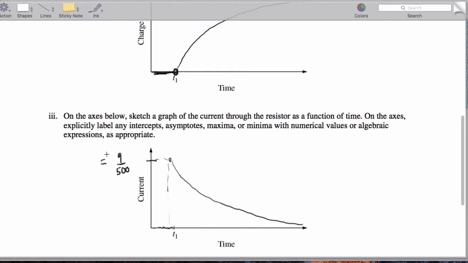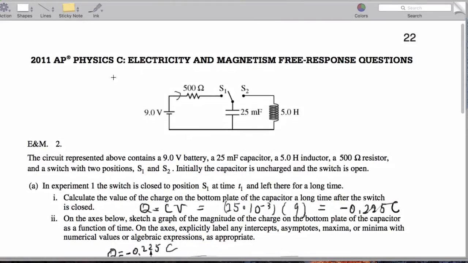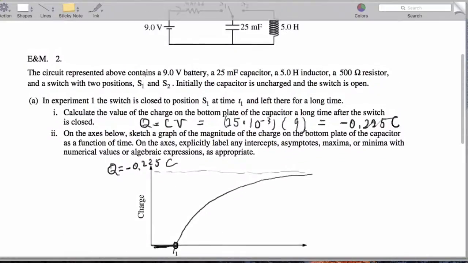So 9 over 500 we can evaluate, and that's 0.018 amps, or if you prefer, 18 milliamps. So that is the 2011 question 2.